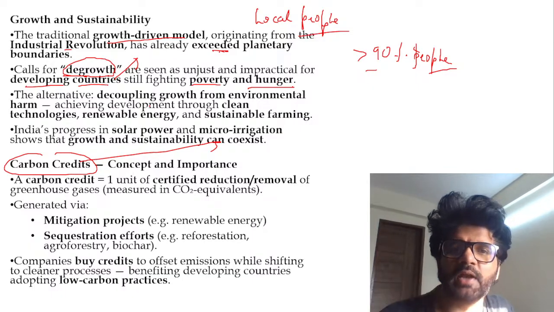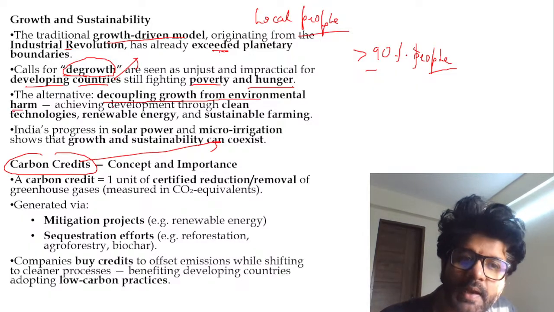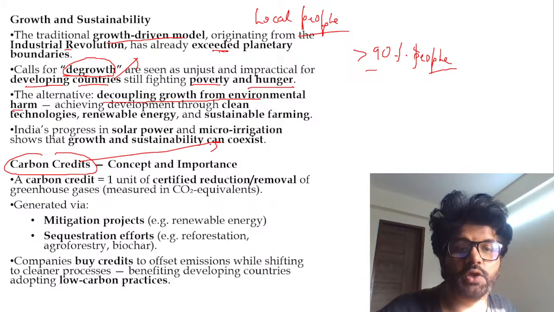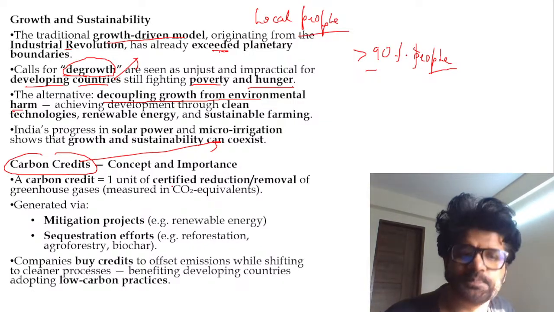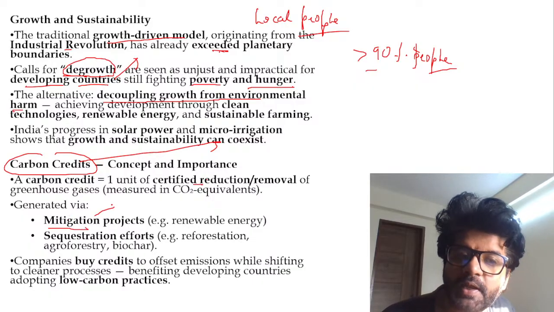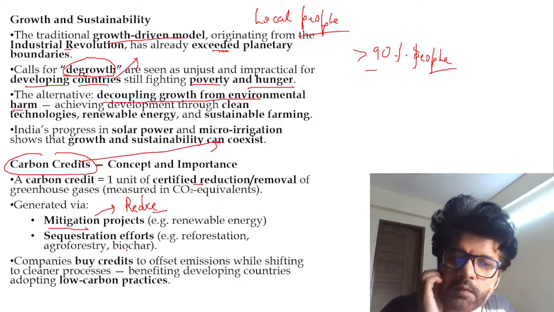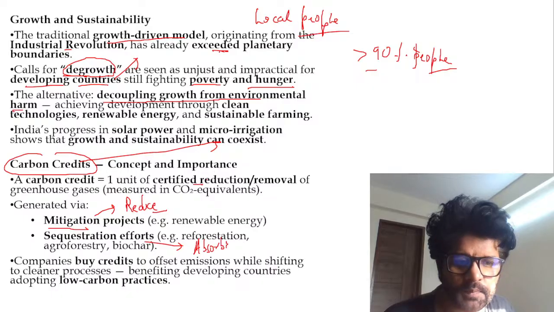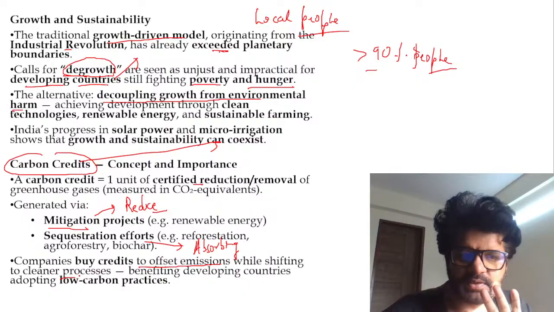So now the rationale is growth will happen, but without harming the environment. And how can you do this? By decoupling growth from environmental harm by focusing on mitigation and sequestration projects. As we have discussed, you can generate carbon credits by a mitigation project where you are reducing emissions at the source, and by sequestration where you are absorbing CO2 from the environment. Companies buy credits to offset emissions while shifting to cleaner processes. That is the basic rationale here.